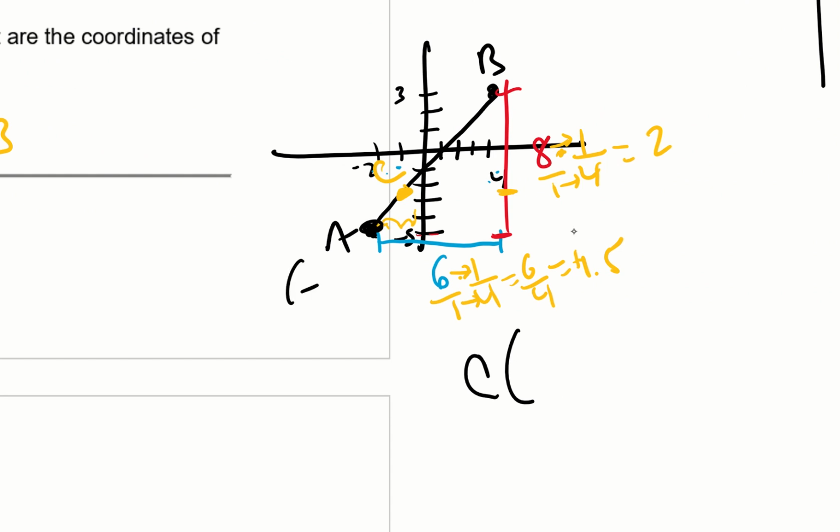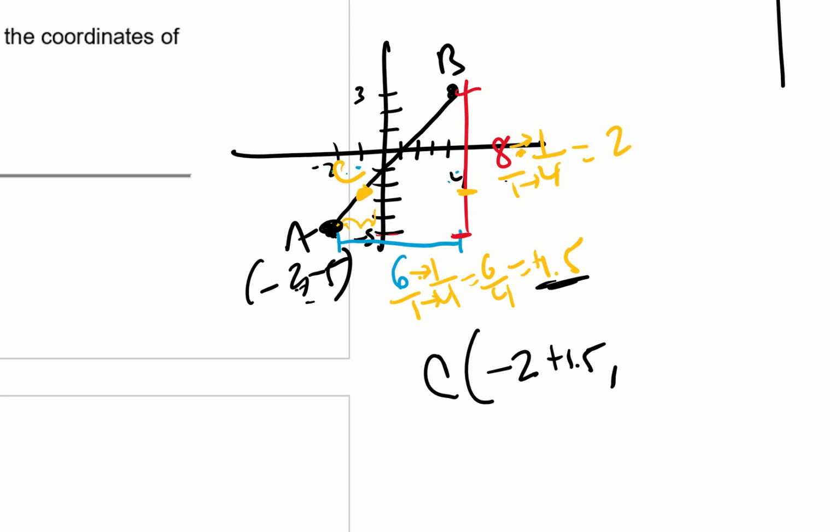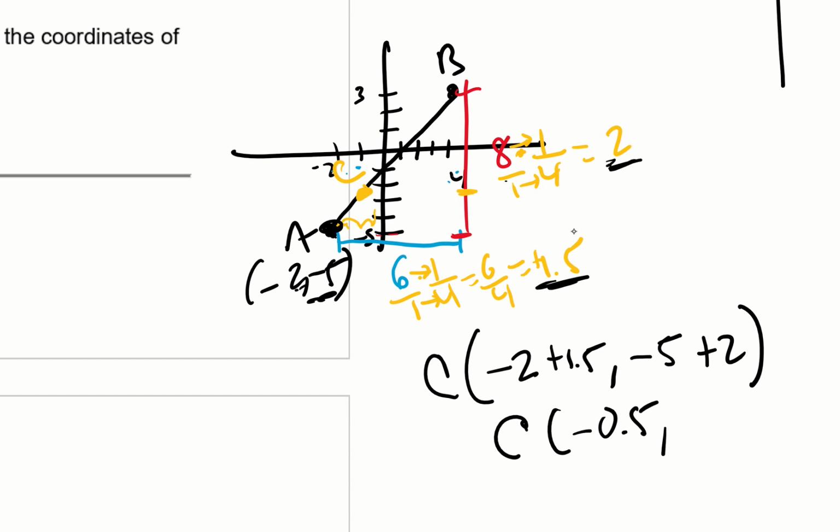and the coordinates of A we said are -2, -5. So you're gonna go from -2 in the x direction, and then you're gonna go 1.5 in the x direction to the right. And then from -5 in the y direction, you're going to go up 2 according to that calculation. So you're going to be at -0.5 and -3. So it's somewhere around there. And then that will be a 1:3 ratio.